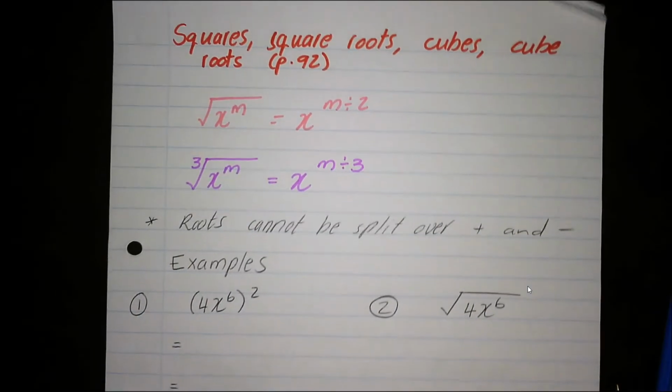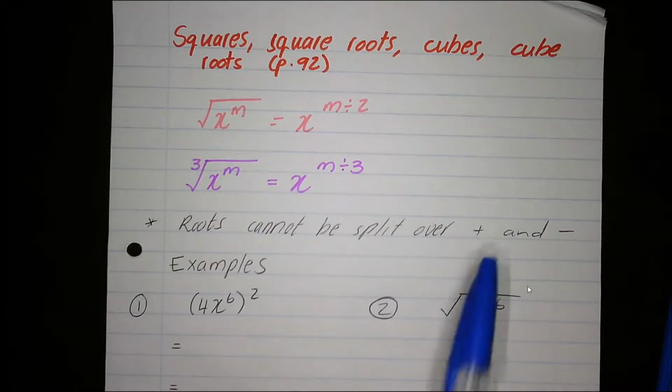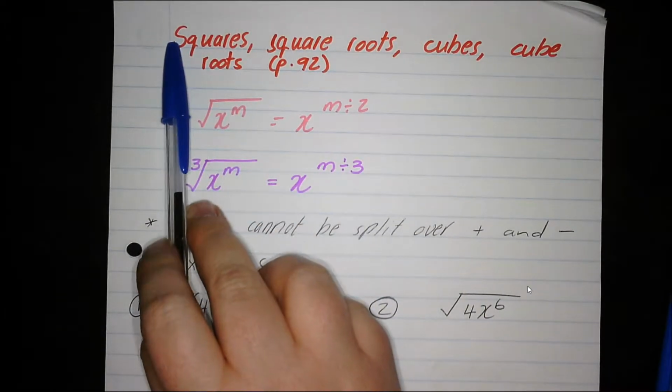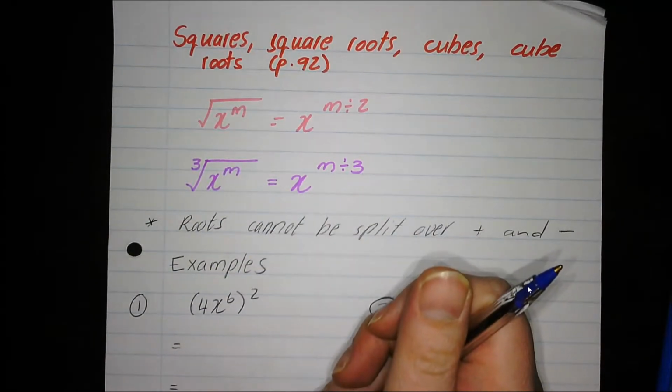In the previous video we did mixed examples of laws 1 to 4 of exponents. This one is on squares, square roots, cubes and cube roots of algebraic expressions.